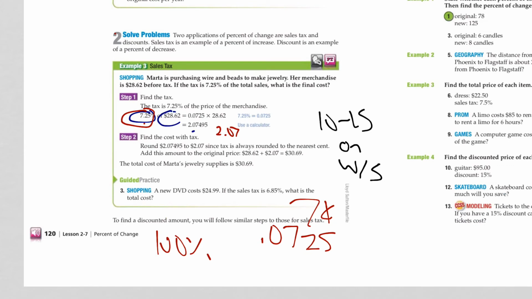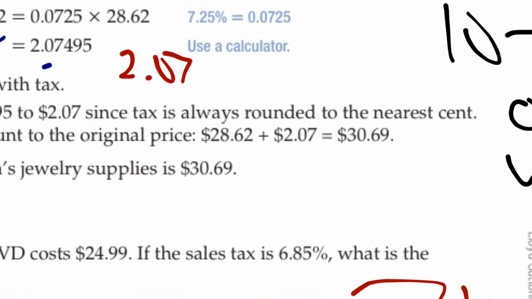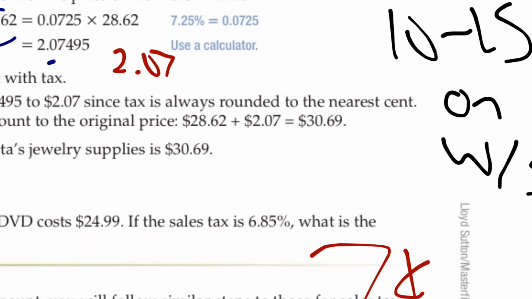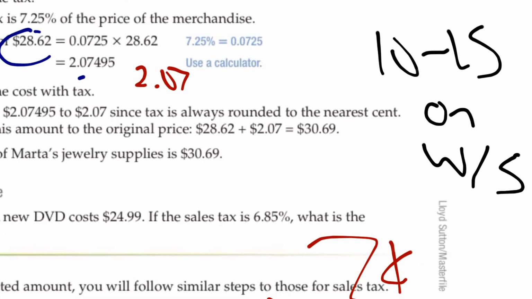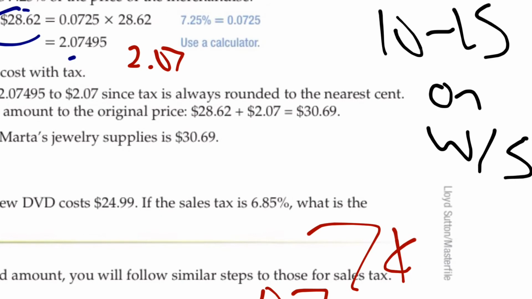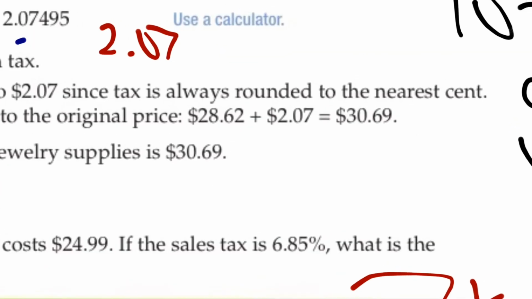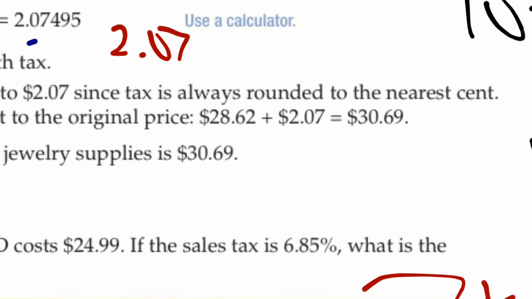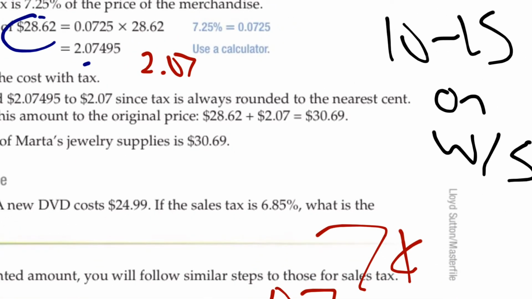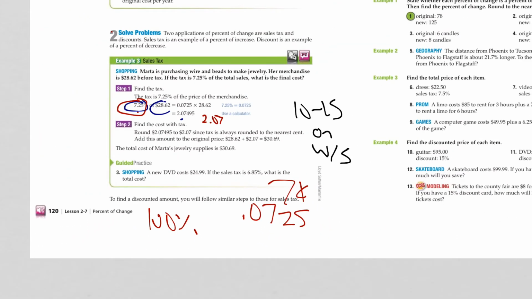Well, I take the original price, and I'm going to add it, okay? So now I know that I end up having to pay $30.69. All right? That's how I end up doing those problems.